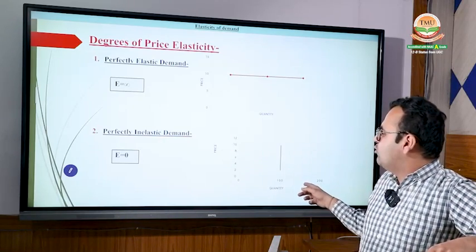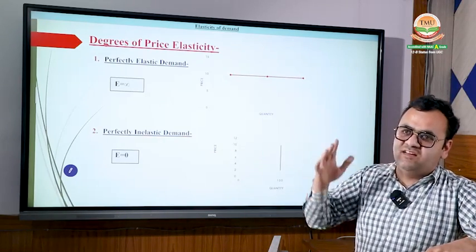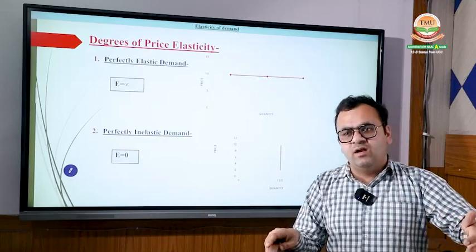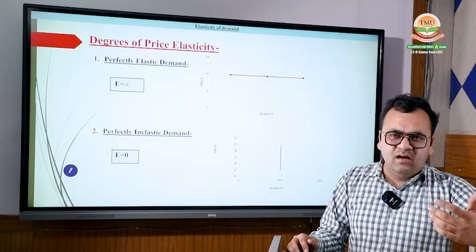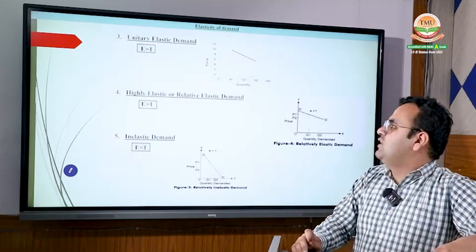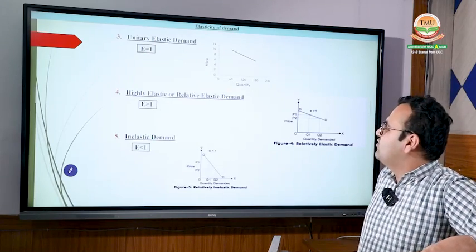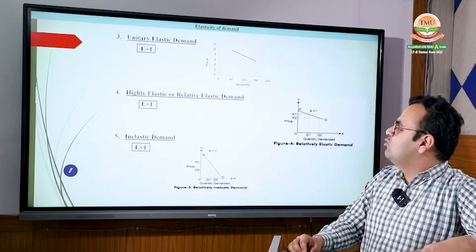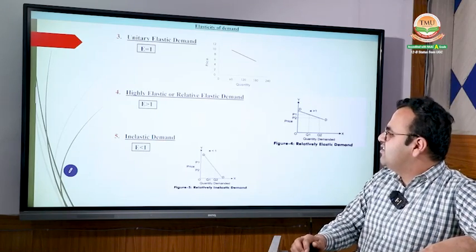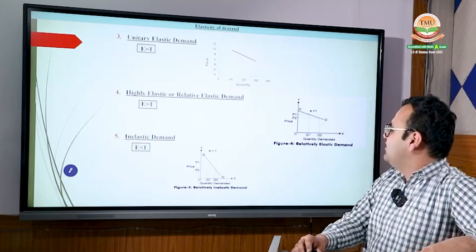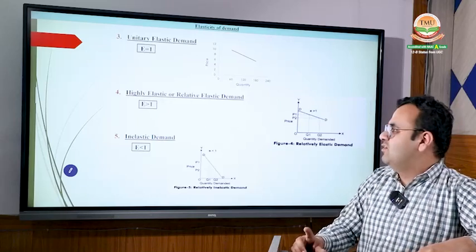When there is no change in the quantity and the price is always increasing, the quantity will remain the same and the price is increasing. Time of response means you can depend on the supply of the quantity. Next is unitary elastic, where ED is equal to 1. Next is highly elastic, where ED is greater than 1, and next is inelastic, where ED is less than 1.